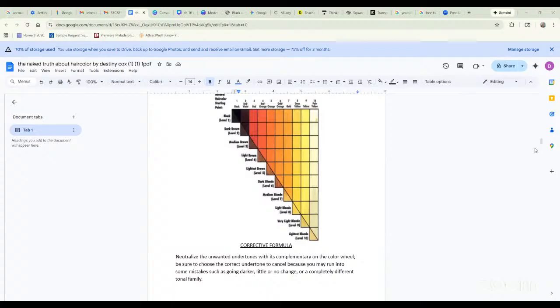All right. So the client wants to be HLB plus 30 volume, but that's our formula. The client initially wanted to be a 9. So we have to go up here to the 9. What undertone is that? Yellow, right? That's yellow. So the client wants to be a very light blonde.